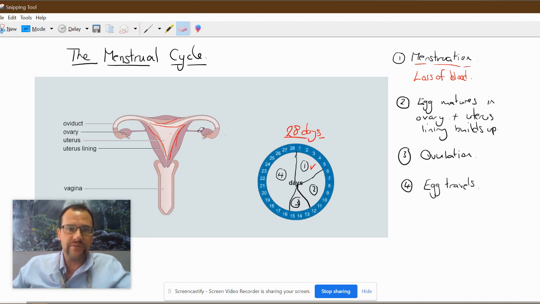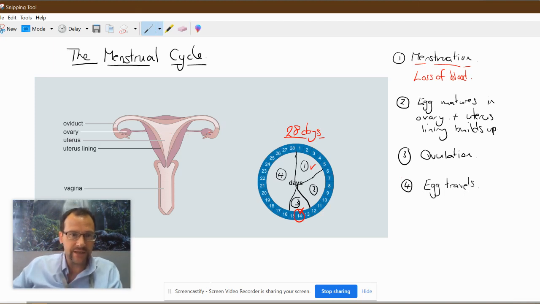Okay, so third stage, usually roughly around day 14, ovulation takes place. Ovulation means an egg is actually released again from the ovary, travels down and sits in the oviduct, waiting to be fertilized by a brave sperm traveling up through the vagina, through the cervix, into the uterus and into the oviduct.